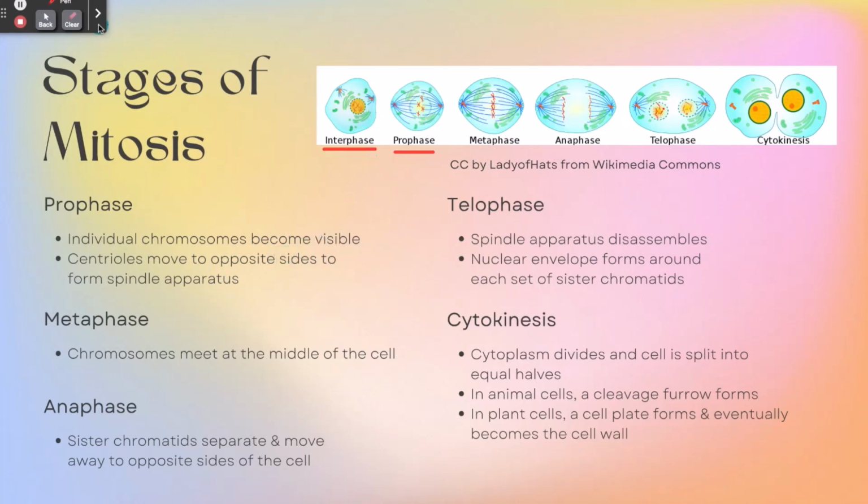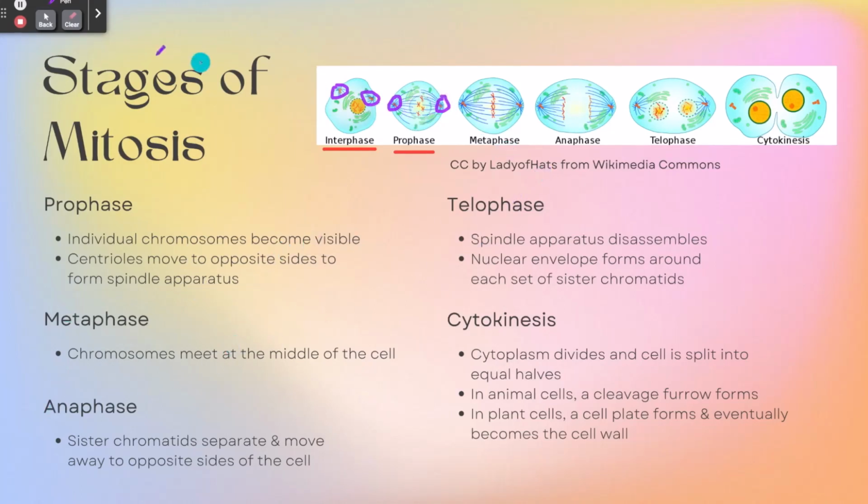So I'll highlight this in a different color. Let's do purple. So the centrioles here are circled in purple right here, and then in prophase they are on the opposite sides of the cell.